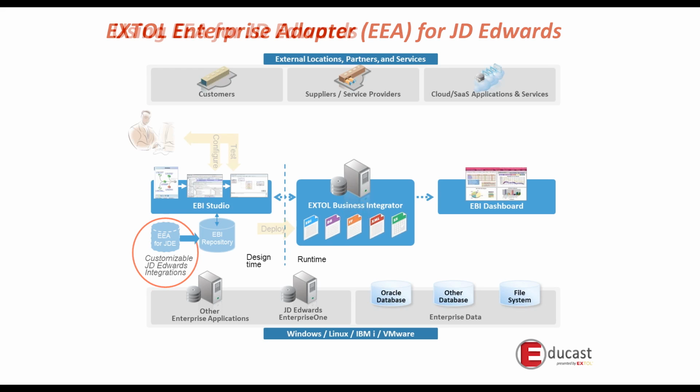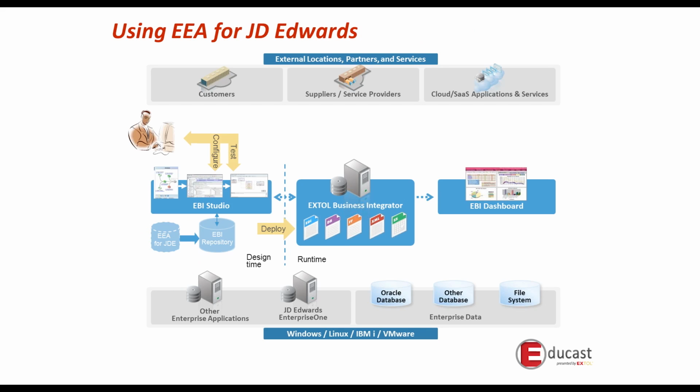Okay, now let's talk a little bit about how you use EEA for JDE. And really that involves just a few steps. And the first one is to select and customize the objects for the integrations that you need to create from the EEA for JDE package, and test the resulting integrations using EBI Studio. And we'll see what that entails on the next two slides.